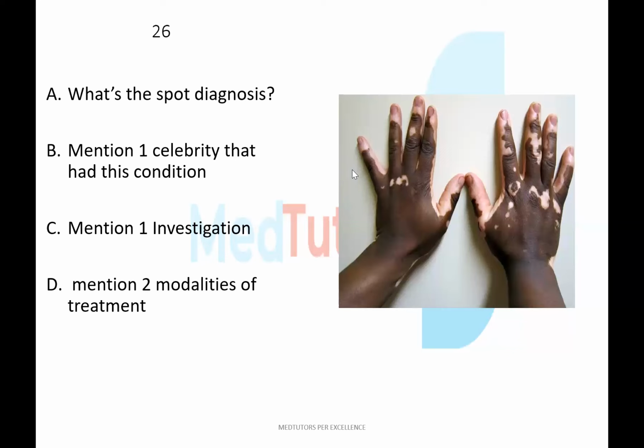Okay, mention one investigation that you would do. One investigation. Microscopic exam. Wood light test. Wood light.